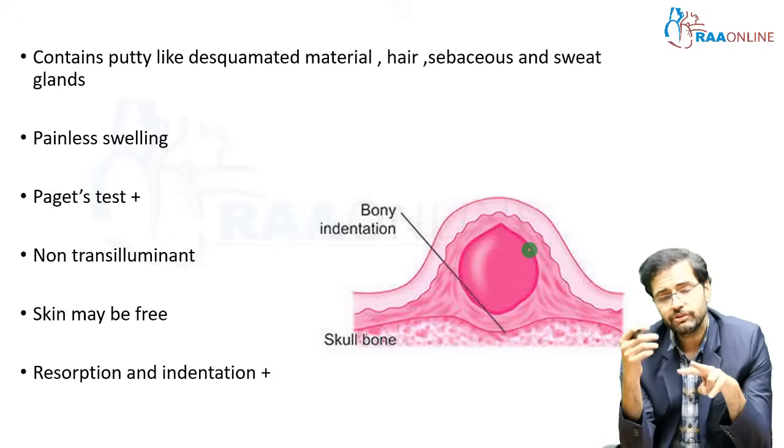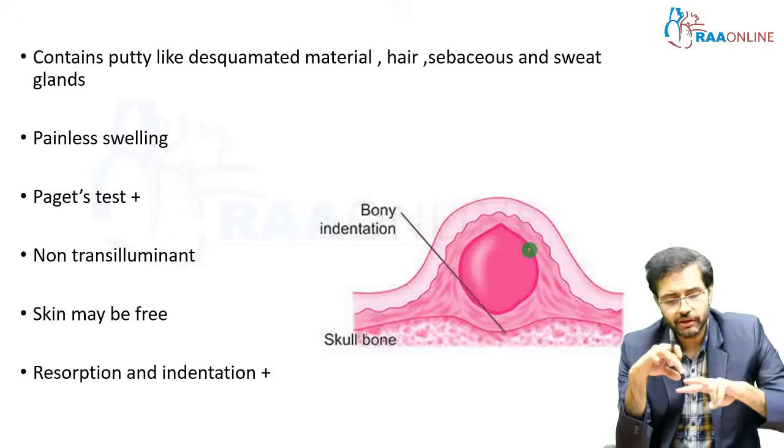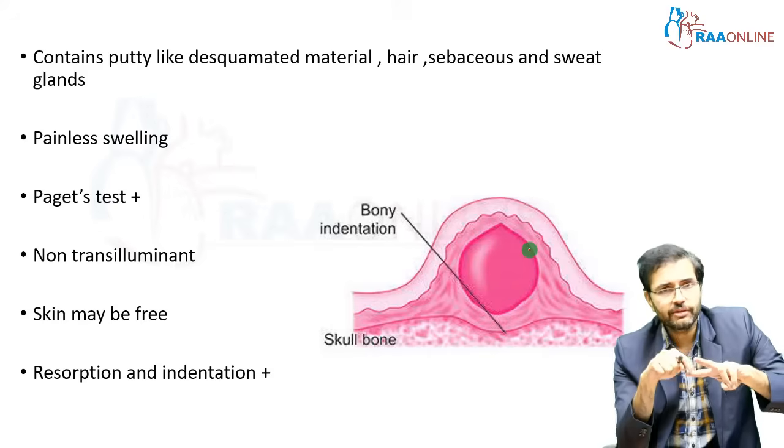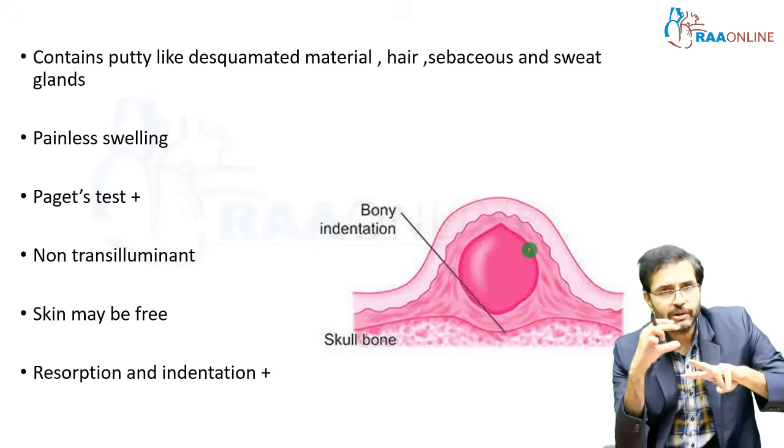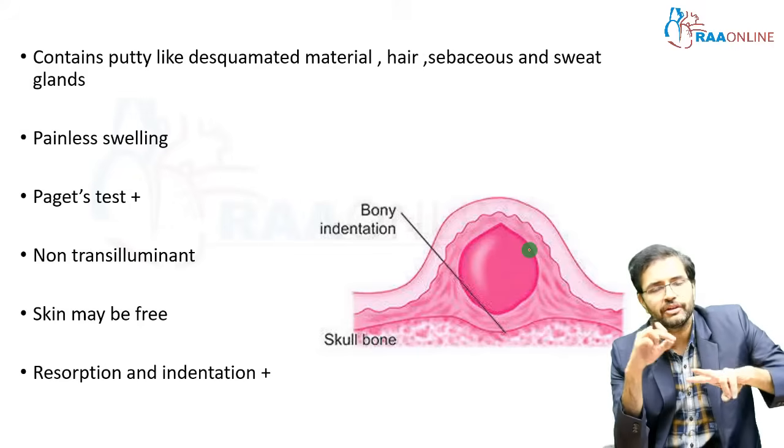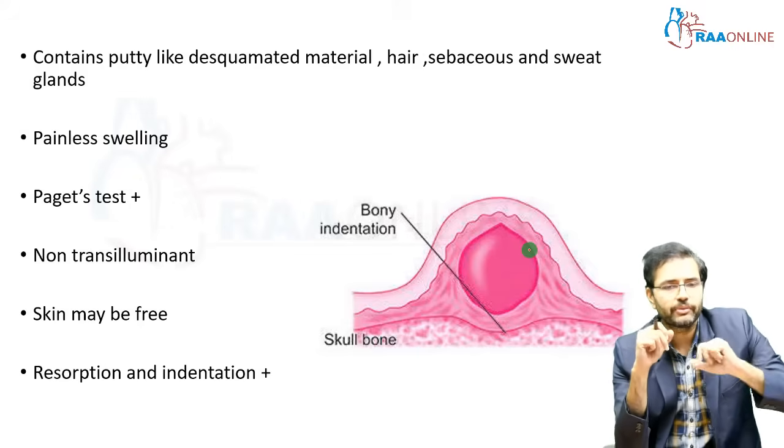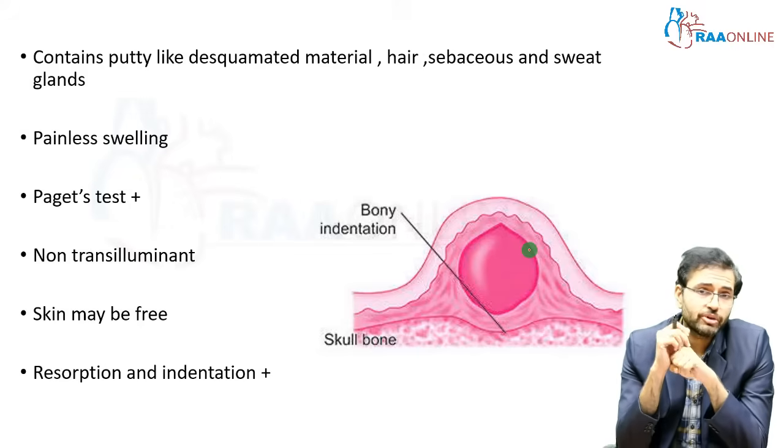So in Paget's test, you find that the swelling is held between two fingers, and when you apply pressure at the center of the swelling, the fluctuant movements can be felt on those two fingers which are used to stabilize the swelling. So Paget's test positivity is characteristically used to demonstrate fluctuation in small swellings.